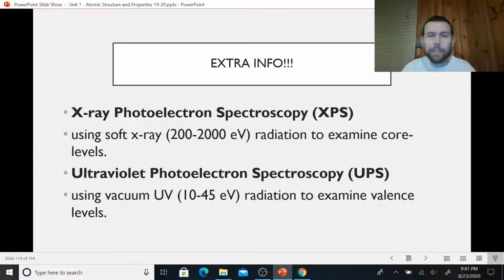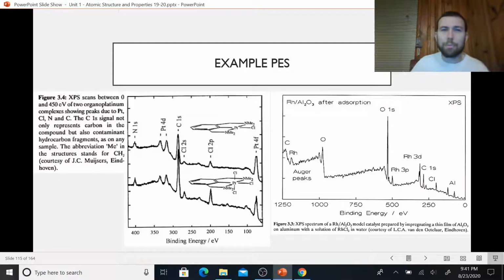Now, what exactly do you get when your photoelectron spectroscopy is done? What kind of readout does it produce? Well, you ask and you shall receive. Here we go. So here are your examples of what you would get for a PES if you were to run it through that machine.